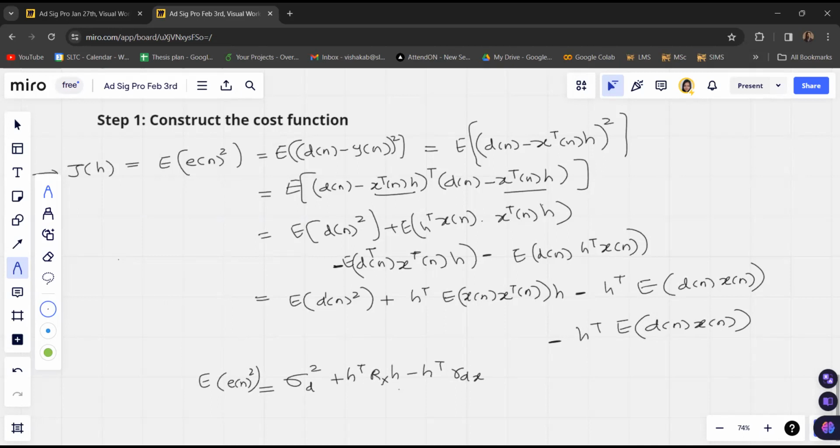Okay, so in here I have the first term. I think it's not a problem. In here I have taken the expectation of dn squared, which, since dn is a zero mean process, mu is zero. Because of that, the expectation of dn squared equals the variance of the dn signal. The variance of dn will be given in here as sigma d squared. So that part, I think it's clear.